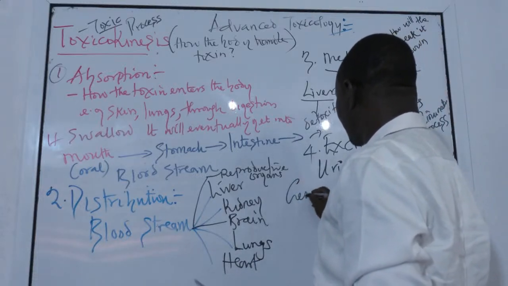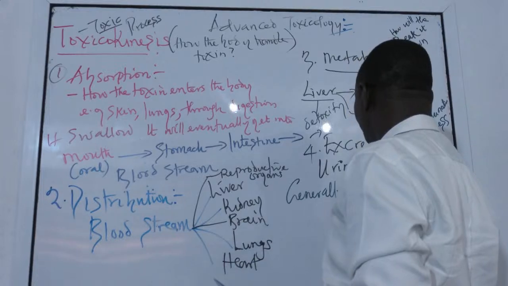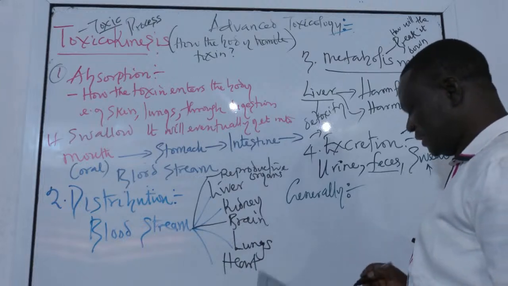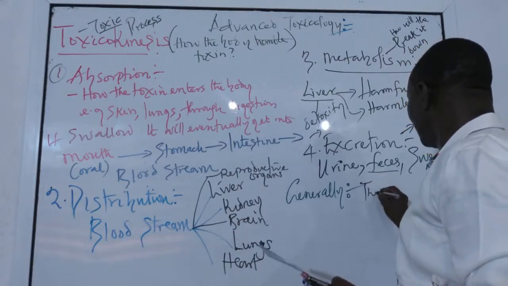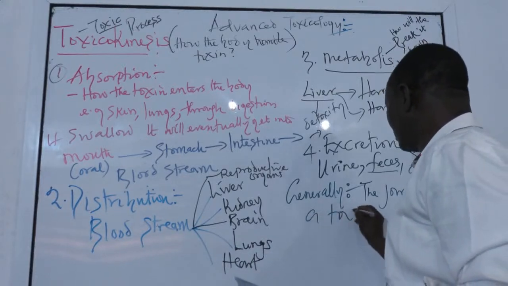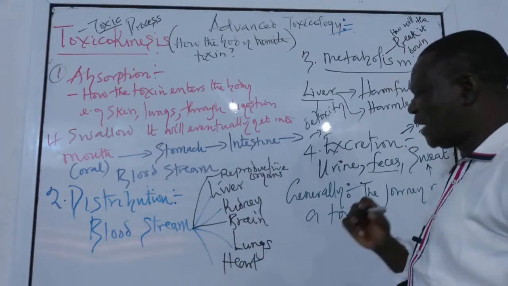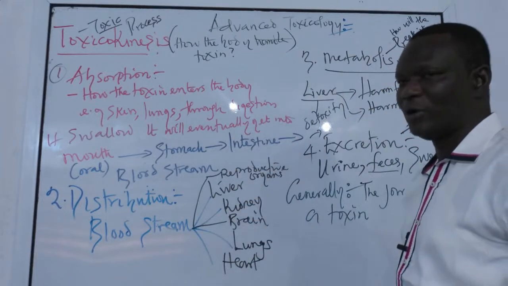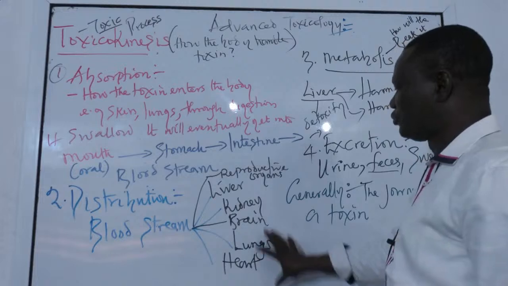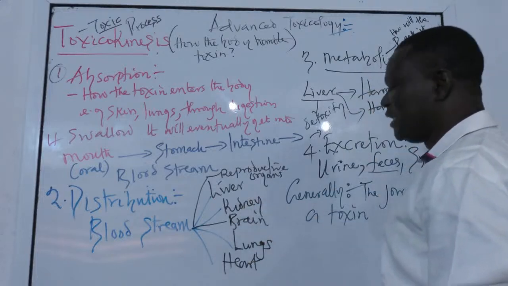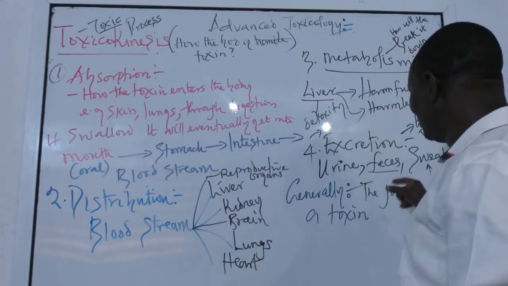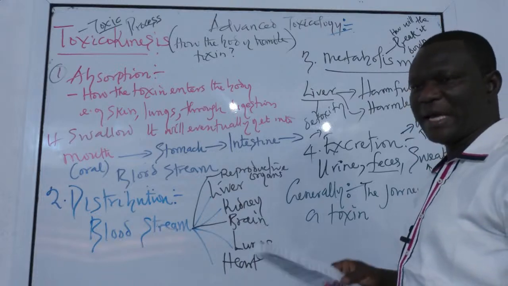Generally speaking, the take-home in this journey of toxicokinetics is the journey of a toxin. The journey of any toxic substance will start from absorption, then it will be distributed, then metabolized, and finally it is going to have its final journey where it is excreted.